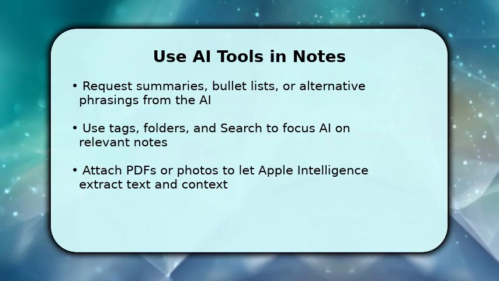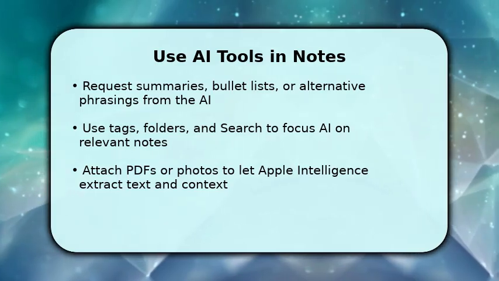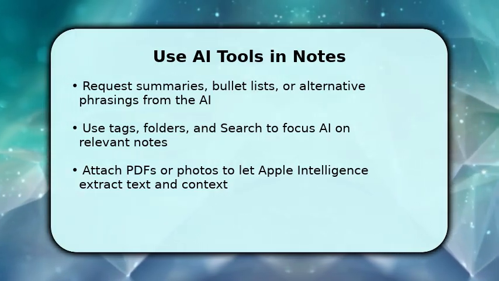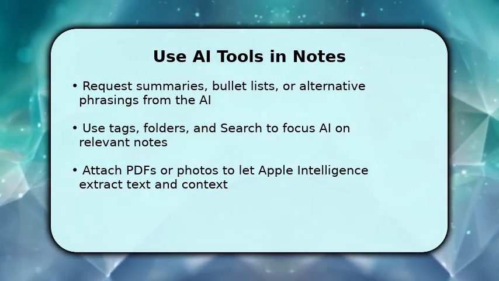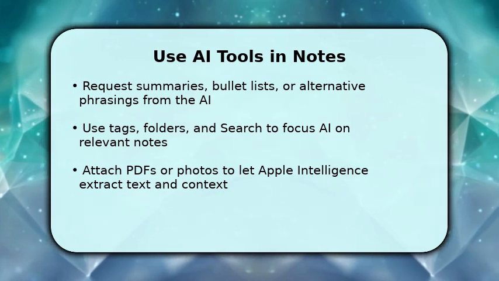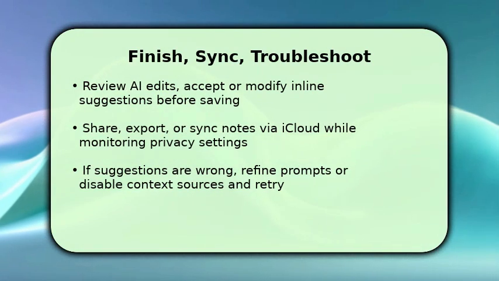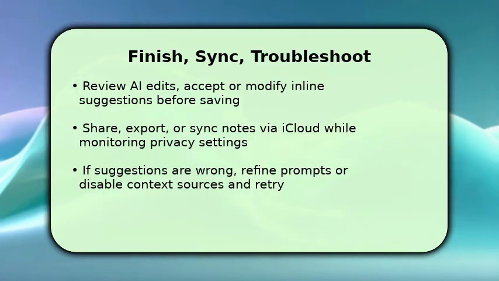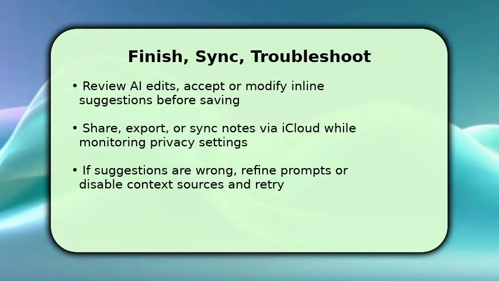As you iterate, prompt for refinements: shorter bullets, different tone, or more detail until the output matches your needs. Finish by carefully reviewing the AI's suggestions. Accept inline edits or manually adjust phrasing so the note reflects your intent.